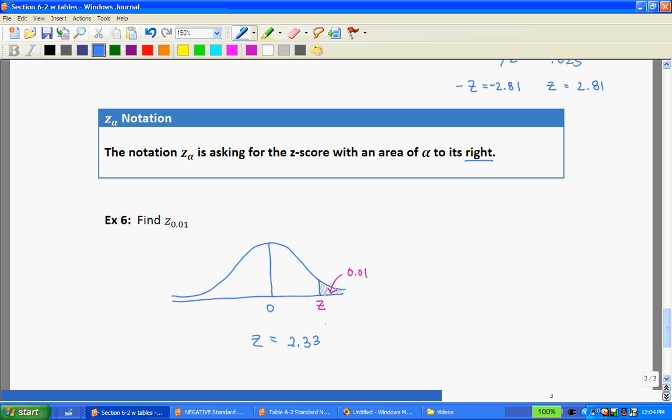So that's all the z sub alpha notation is asking for. Just know that it's specifically asking for an area to its right. If we want to look for an area to the left, then we have to explicitly state it as we did in the previous examples.